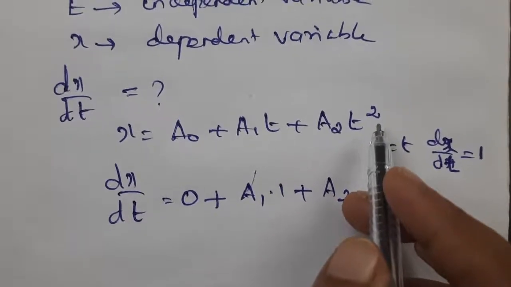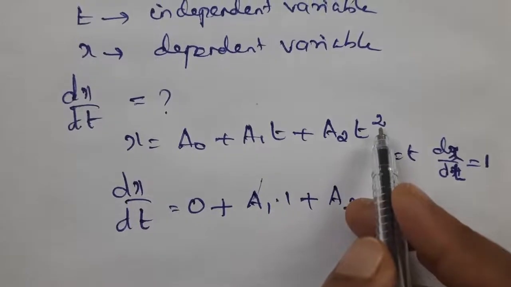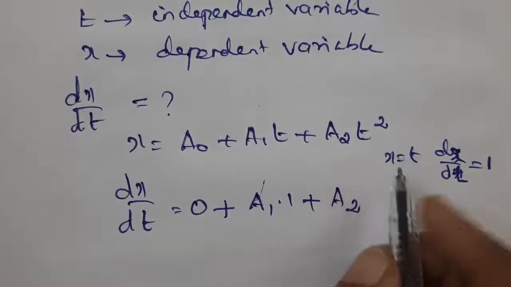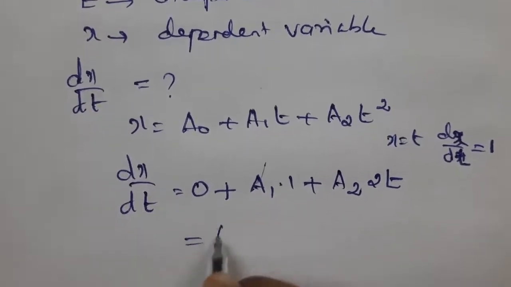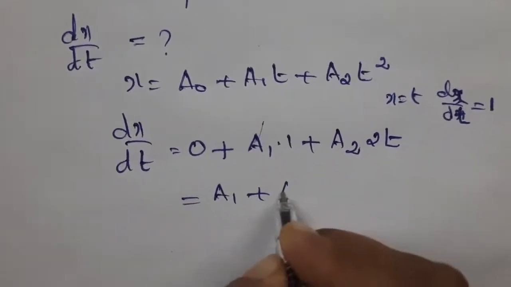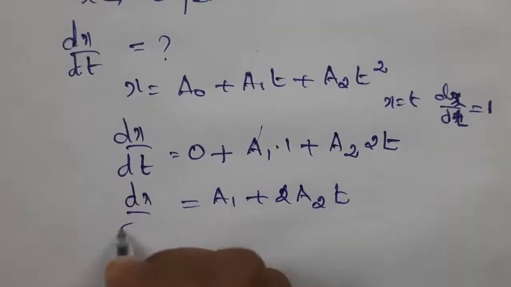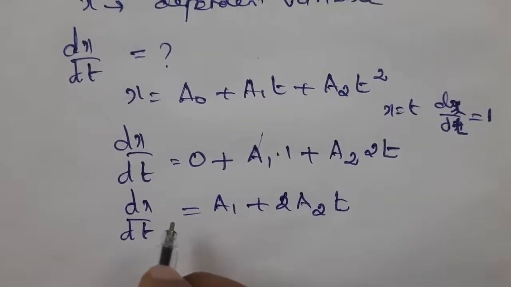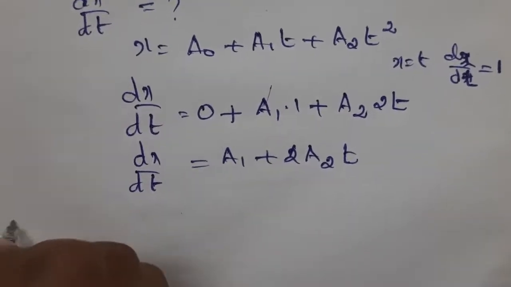So y equal to x square means dy by dx equal to 2x. So here x is equal to t square means dx by dt is equal to 2t. So a1 plus 2a2 into t. This is the first derivative. Similarly, we can calculate the second derivative also.